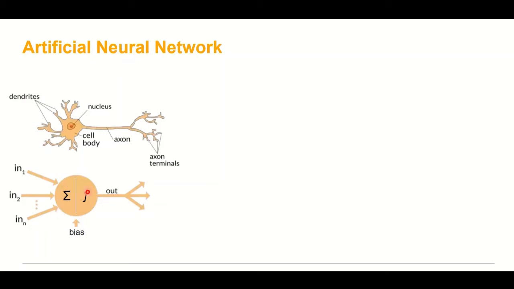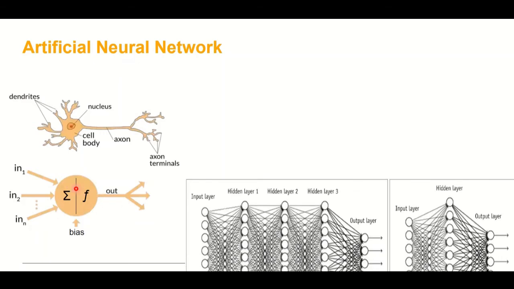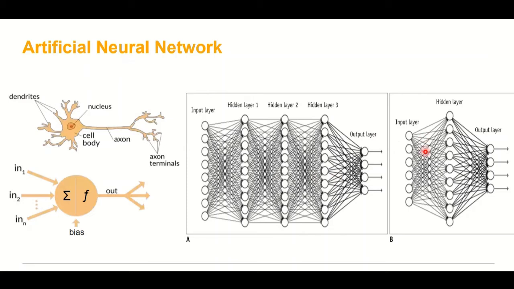And this unit, this single neuron that we see here, if we connect it in different architectures, we form an artificial neural network. This is one form of artificial neural network called a fully connected neural network, but there are other forms of neural network. So this connection from one neuron to others and arrangement in layers is the artificial neural network.